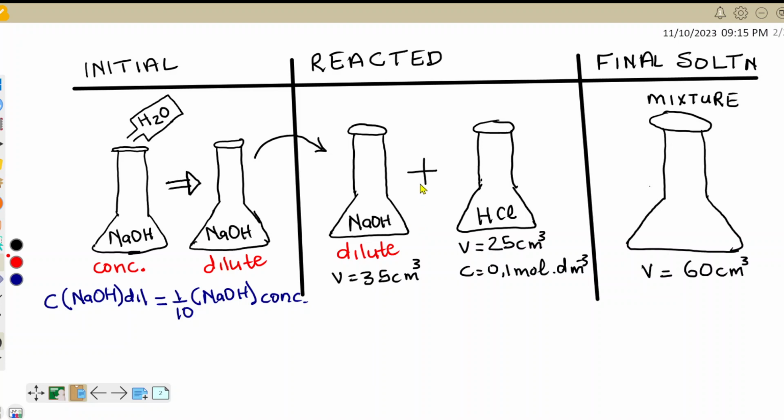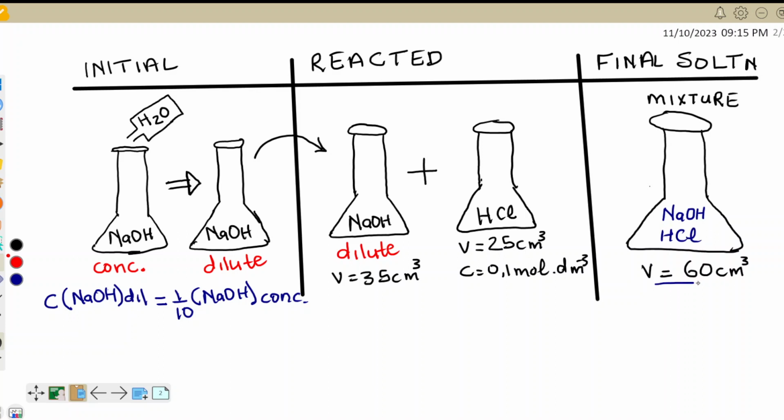They mixed it with HCl. HCl has a volume of 25 cm³ and a concentration of 0.1 mole per dm³. So they mixed these two. There's a reaction taking place now, and then finally you're going to have a final solution. You're going to have a mixture of both inside, the sodium hydroxide and the hydrochloric acid.